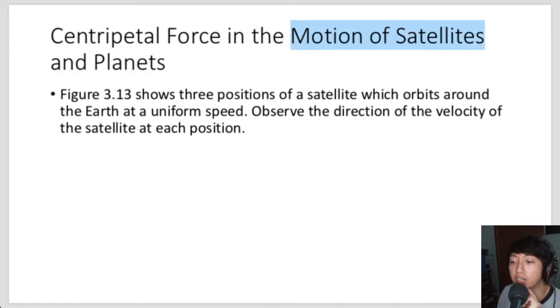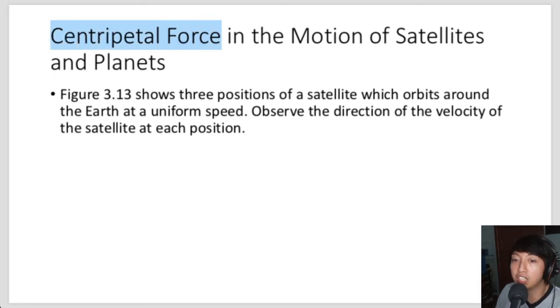Satellites are one of our most advanced types of technology. It's very useful in the field of communication. All our cell phones work, all our Wi-Fi works because we have satellites. Elon Musk is planning to launch a lot more satellites so that he can have his own internet service. And we're going to talk about something called centripetal force.